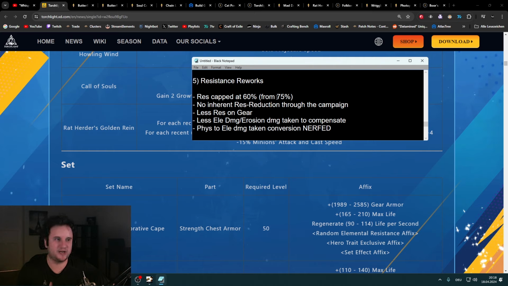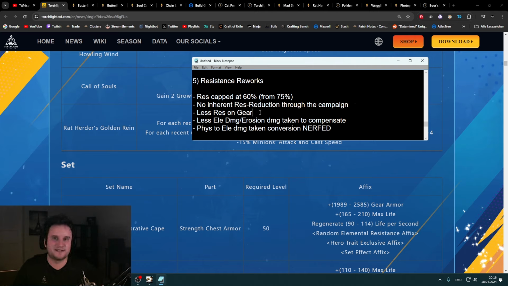Then we have the resistance changes. So what's going to happen here is it used to be that res was capped at 75, just like in PoE, but they now put it to 60, which sounds pretty rough at first. But what they did do is they also reduced the amount of elemental damage and erosion damage you take to compensate for that. So what that means is basically you only have to get to 60% res to get the same as before on 75. Now, this also comes with no inherent res reduction during the campaign. So when you finish the campaign, you're not at like minus 60 or something. You are now just going to be at zero and you have to get 60 res. This is going to make it a lot easier, I guess, streamline it, make it easier to itemize into stuff.